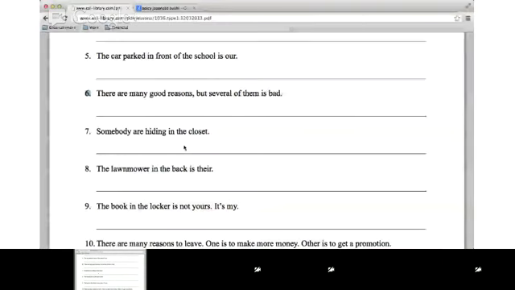Okay, let's go to number 6, and this is for Shadin. There are many good reasons, but several of them are bad, not it. Yeah, are bad. Good.